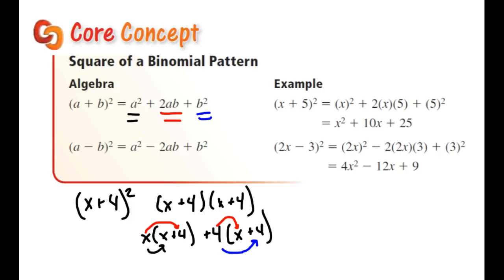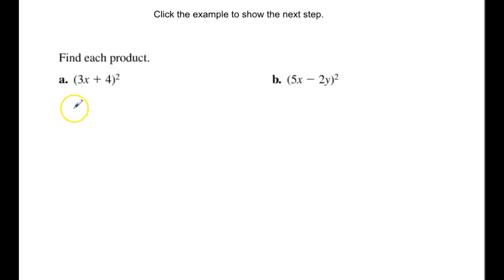One thing we also want to note is that these work backwards. I don't just always start here and work this way. I can always look at a trinomial like this and rewrite it in a simpler way. This will come in handy in the next couple of chapters when we start factoring and trying to simplify things. So keep in mind that this works in both directions. Okay, so let's find each product.